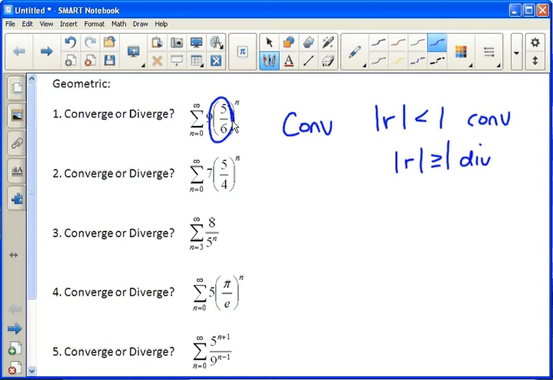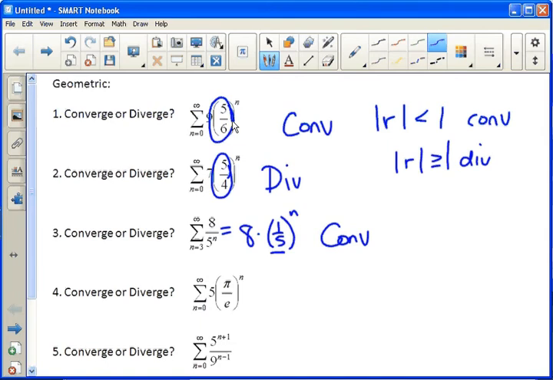So in the second example, our r is 5/4. That means it diverges. Okay, now 3 is a little tricky. You have to be careful because 8 is not being raised to the n. So 8 is not part of the r. You actually need to rewrite it a little bit as 8 times 1/5 to the n. So pull 8 out front, and then you can raise the 1 and the 5 to the n. So 1/5 is less than 1, which means this one converges.